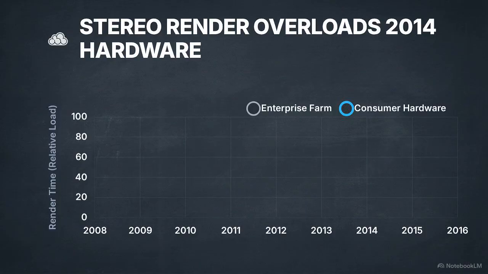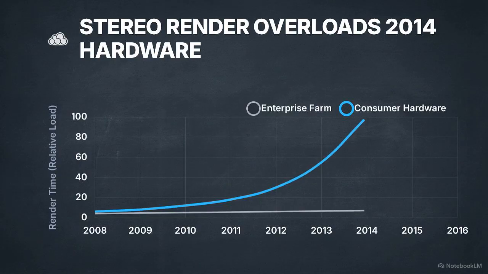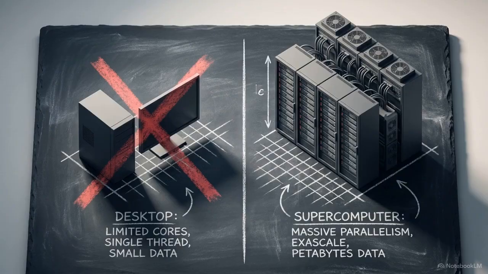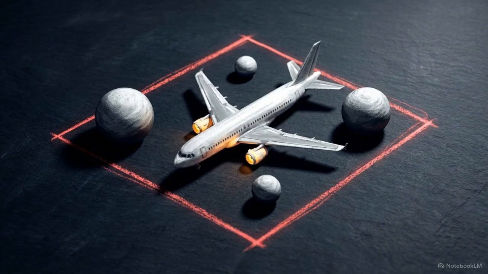This chart compares render times for these types of volumetrics. The computational load for stereo rendering spikes exponentially on consumer hardware. Based on consumer hardware available in 2014, rendering these specific volumetric effects would have exceeded the capacity of a standard workstation. The presence of flawless stereo volumetrics suggests a level of hardware capacity that was not common for individual creators at that time. We can see how these constraints apply to the moment the plane disappears.